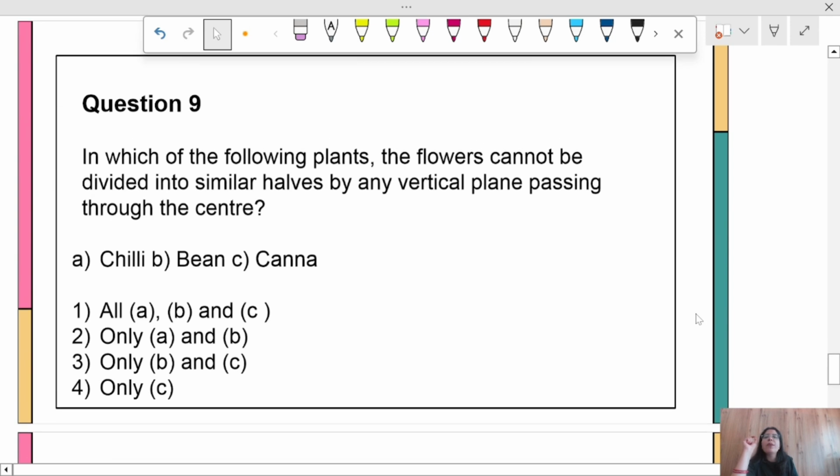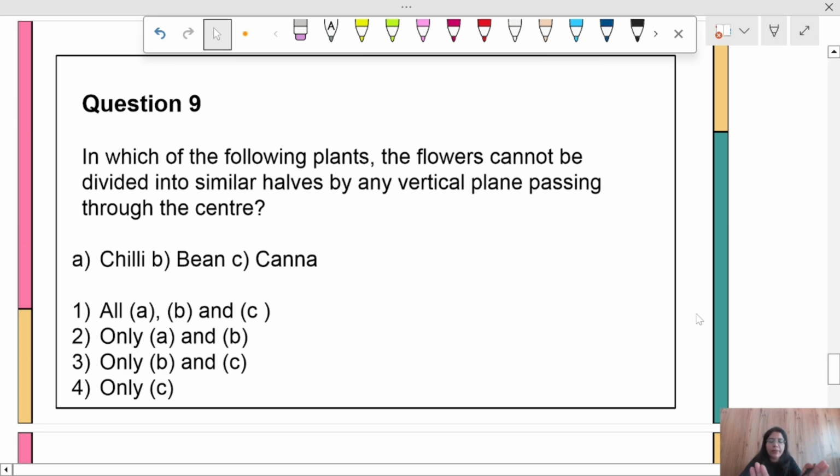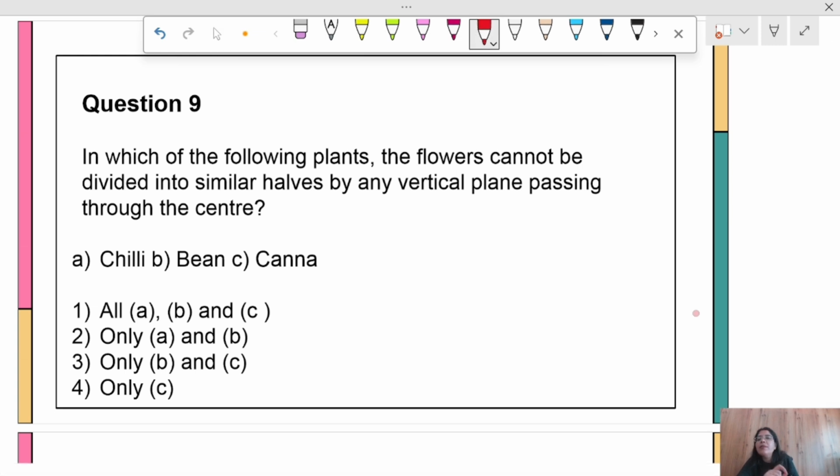In which of the following plants can the flowers not be divided into similar halves by any vertical plane passing through the center? This question is from symmetry of flower. There are certain flowers which can be divided into two equal halves, two mirror images. And there are certain flowers which can never be divided into equal halves if you cut through the central line. So asymmetrical flowers, which cannot be divided into similar halves, for example, canna.